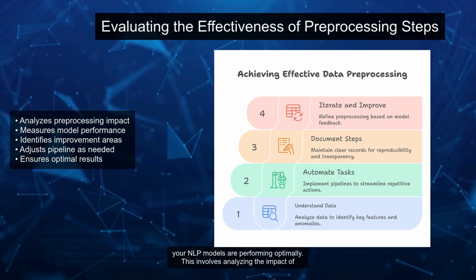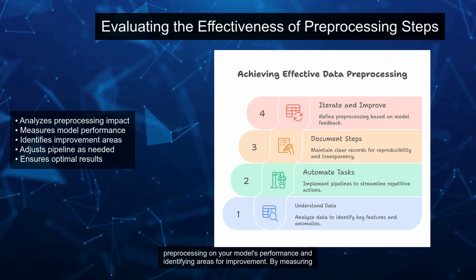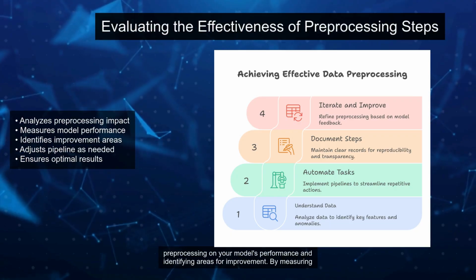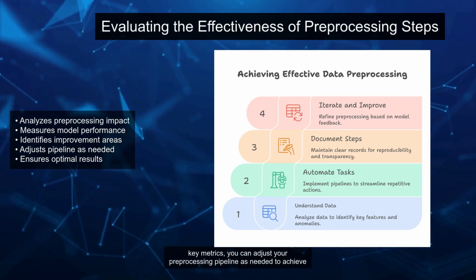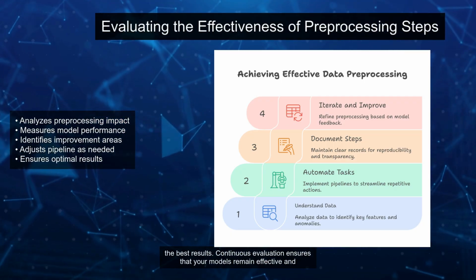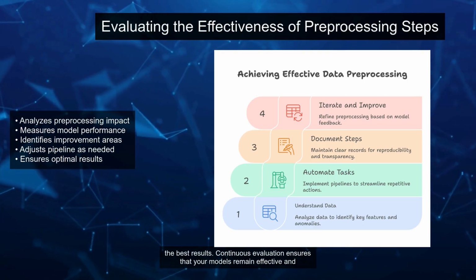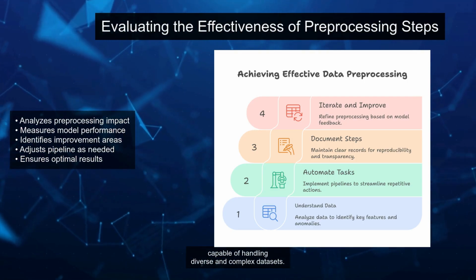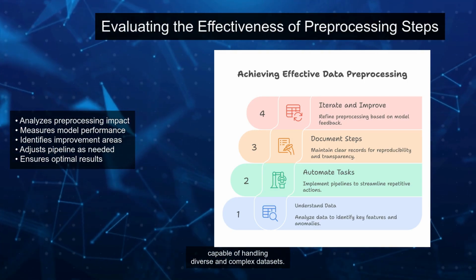Evaluating the effectiveness of your preprocessing steps is essential to ensure that your NLP models are performing optimally. This involves analyzing the impact of preprocessing on your model's performance and identifying areas for improvement. By measuring key metrics, you can adjust your preprocessing pipeline as needed to achieve the best results. Continuous evaluation ensures that your models remain effective and capable of handling diverse and complex datasets.